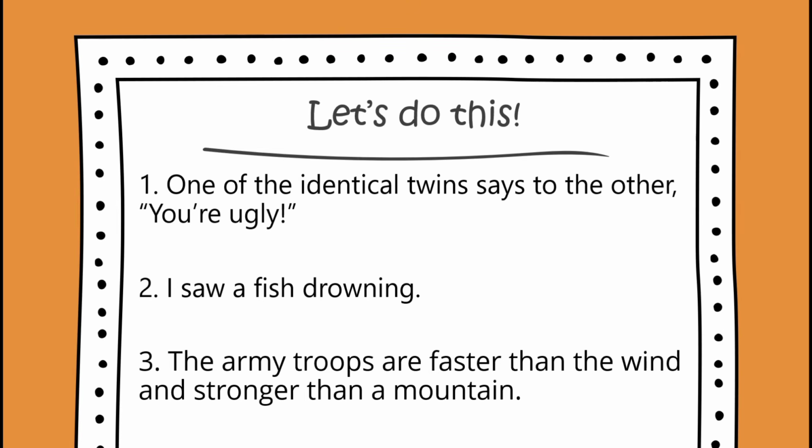Number 1. One of the identical twins says to the other, "You're ugly." Number 2. I saw a fish drowning. And number 3. The army troops are faster than the wind and stronger than a mountain. I'm giving you 5 seconds to answer this part. You can also pause this if you need more time to answer.